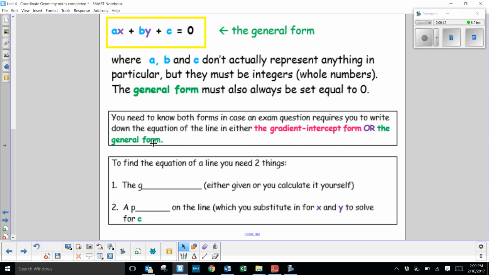You need something that starts with g. Try to think what that would be. That's right, that would be the gradient, because you need y equals mx plus c. So you need the gradient.